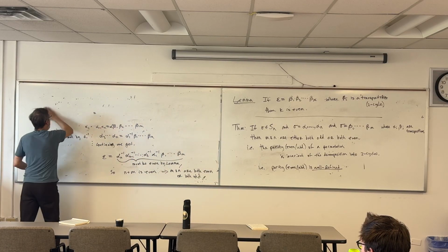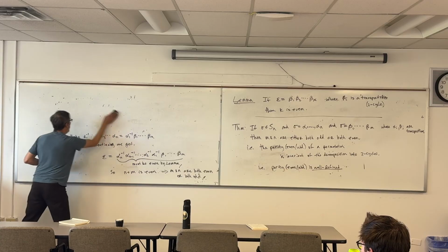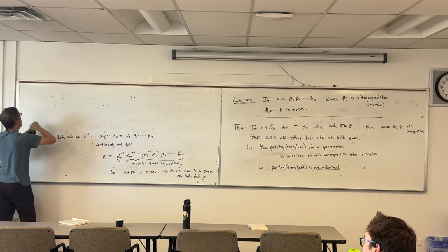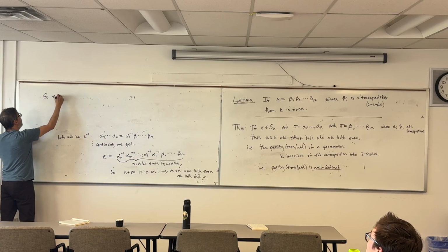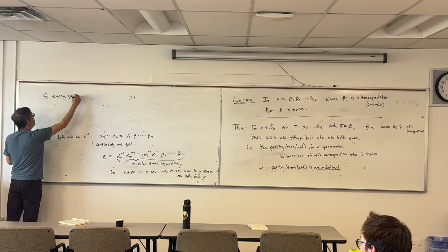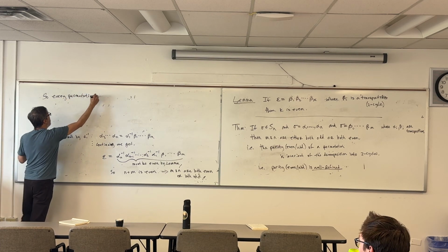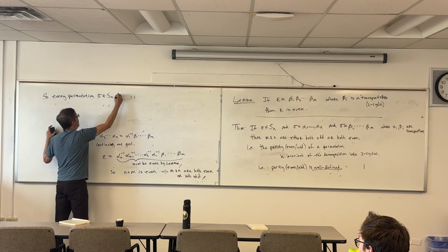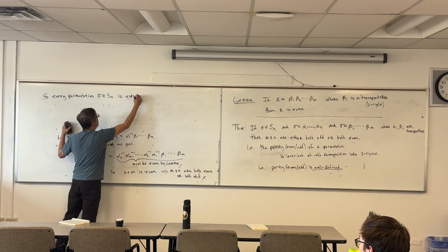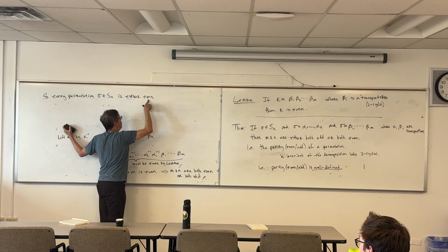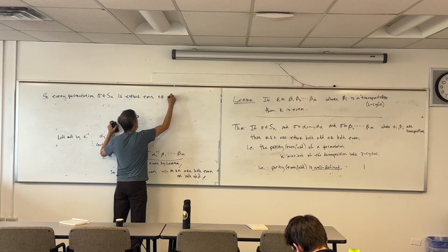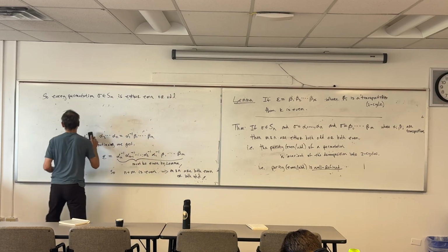And from that, let's just write that up here. So every permutation sigma in S sub n is either even, a product of an even number of transpositions, or odd, a product of an odd number of transpositions.